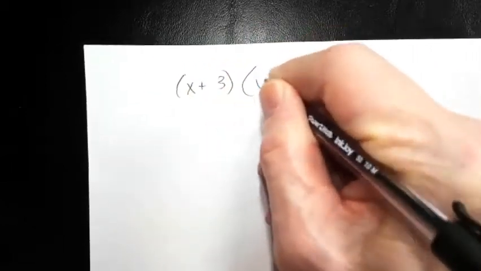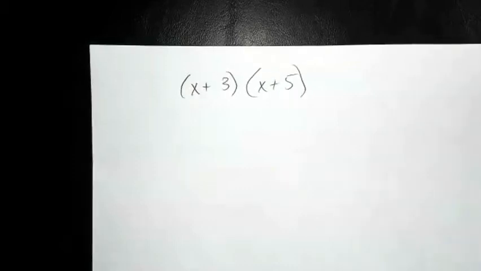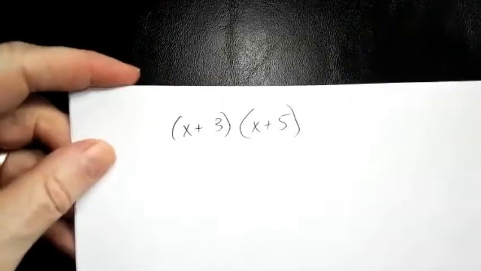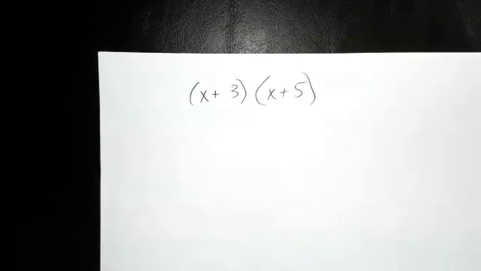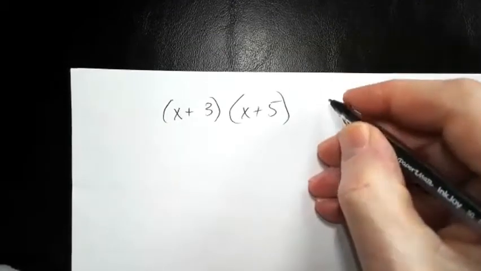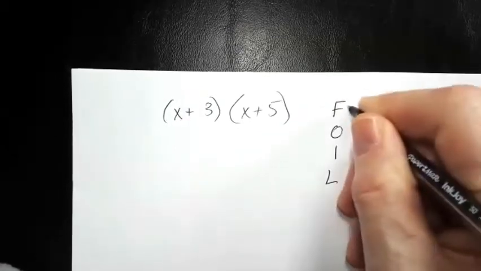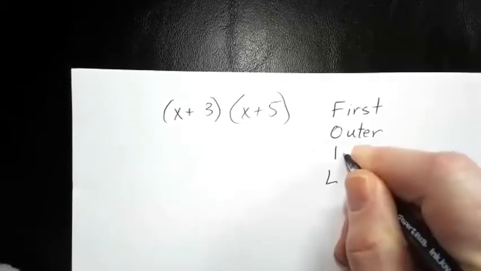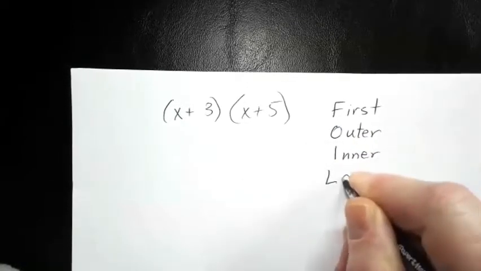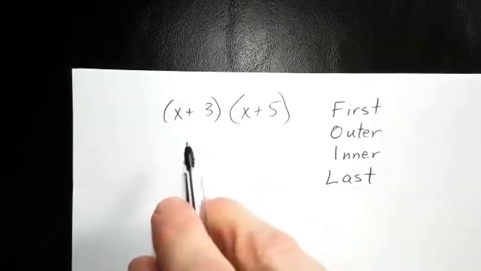So what I want to do is just look at the simple case of something like x plus 3 times x plus 5. And I'm going to show you a couple different methods for doing this that I've used over the years. You just pick one method and stick with it and go from there. The first method I want to teach you is something called FOIL. FOIL stands for first, outer, inner, last. And here's what it means.